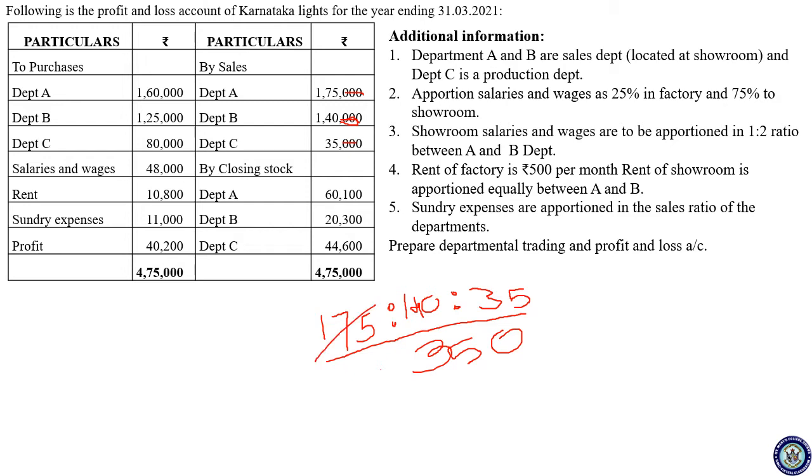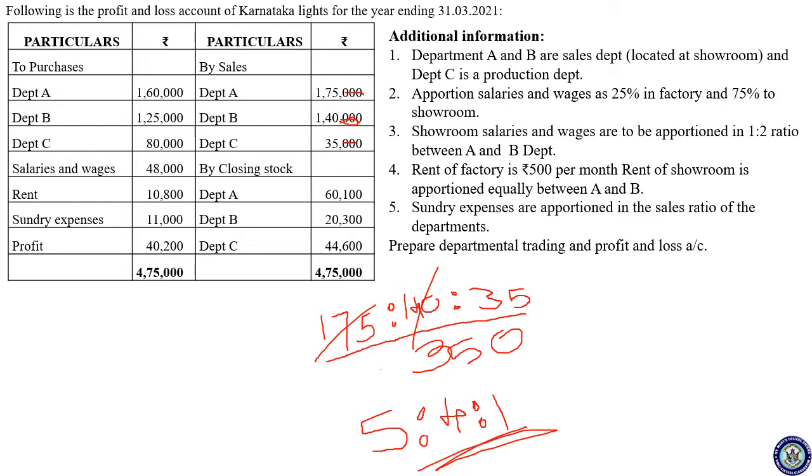175. 35 fives are 175, correct? 35 how much? 140. 35 fours are 140. 35 twos are 70. So 5 is to 4 is to 35 ones are 35. So the ratio is 5 is to 4 is to 1.